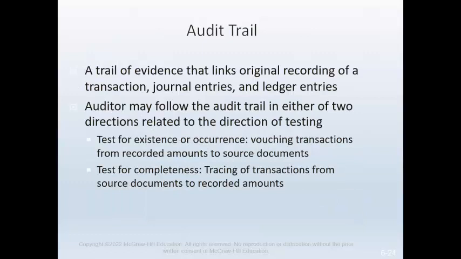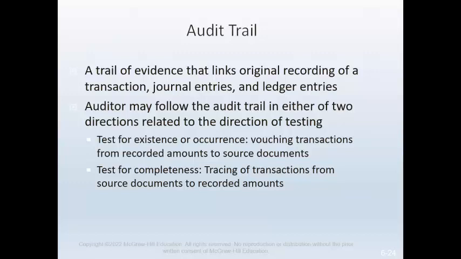An audit trail consists of source documents, journal entries, and ledger entries in a manual accounting system. An audit trail also exists within a computer-based accounting system, although it may have a substantially different form. Auditors may follow the audit trail in either of two directions related to the direction of testing.